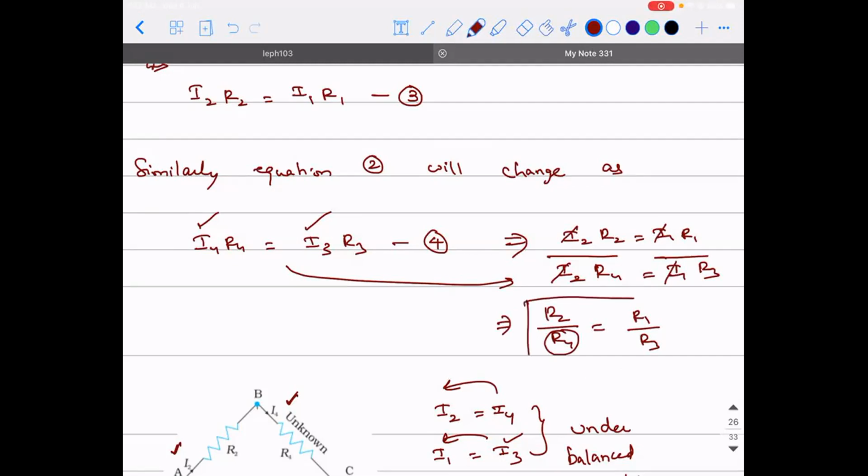If you observe, under balanced condition, a Wheatstone bridge will behave in such a way that the ratio of their resistances will be in the same proportion. Or I can say the ratio of the resistances will be the same. So this is an important mathematical condition that you guys need to understand.